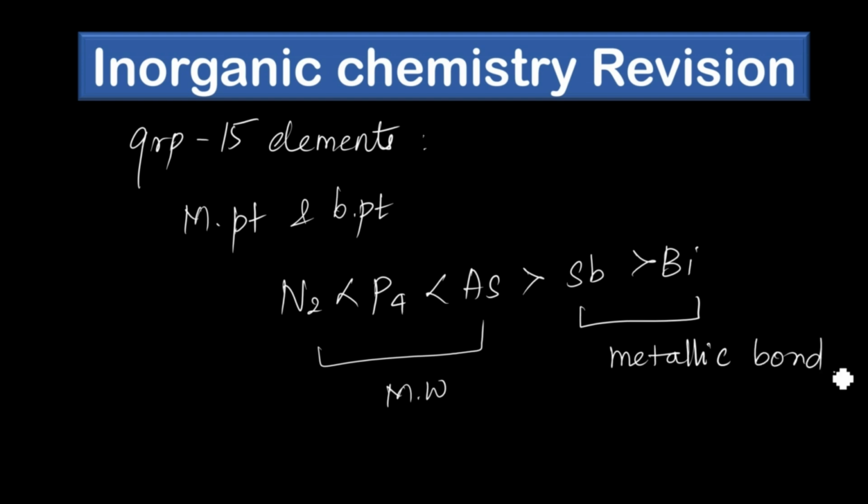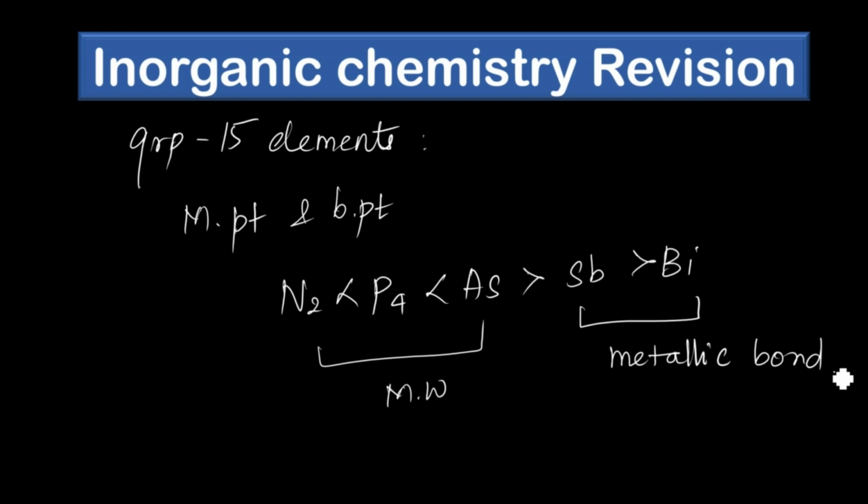Okay, then talking about the oxidation state of these elements, it can show negative as well as positive oxidation state as we go down the group. The stability of the +3 oxidation state increases along the group, while that of +5 oxidation state decreases due to, of course, inert pair effect. So the metallic character increases down the group.